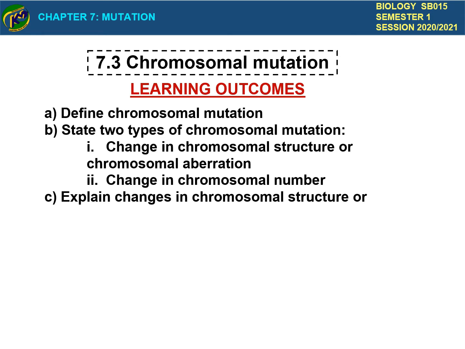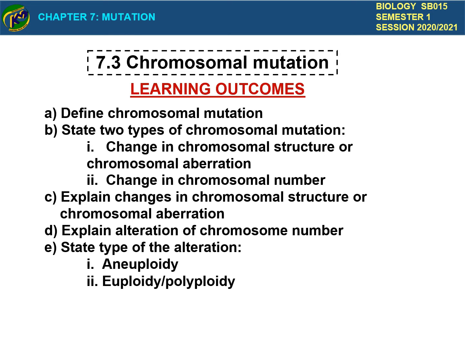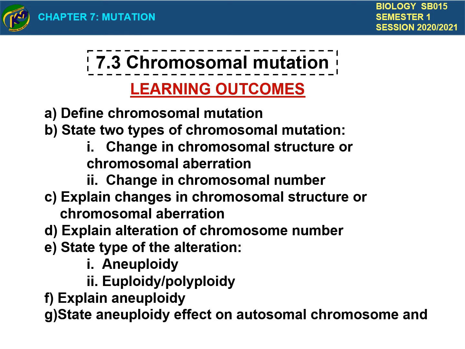Explain changes in chromosomal structure or chromosomal aberration. Explain alteration of chromosome number. State type of the alteration, aneuploidy or euploidy or polyploidy. Explain aneuploidy and state aneuploidy effect on autosomal chromosome and sex chromosome.